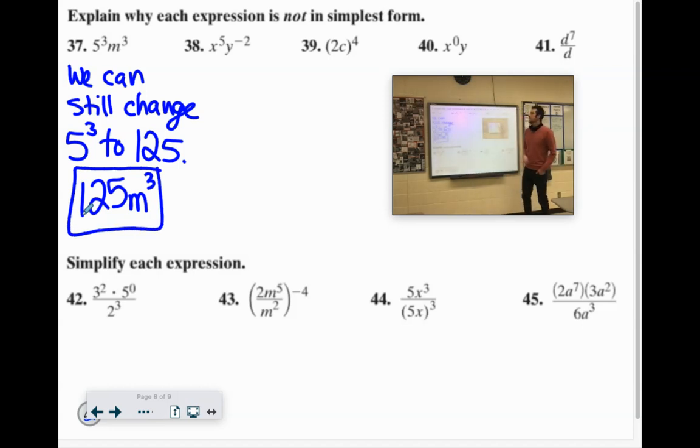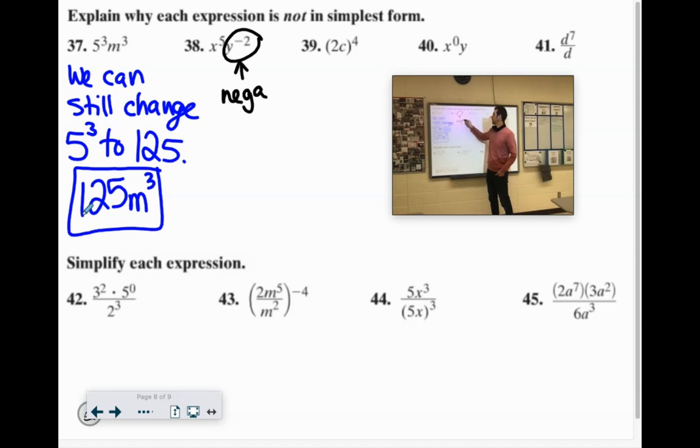Explain why number 38 is not in simplest form. We have a negative exponent. And then let's go ahead and fix it. So x to the fifth, fine. y to the second, drop it down to the denominator.